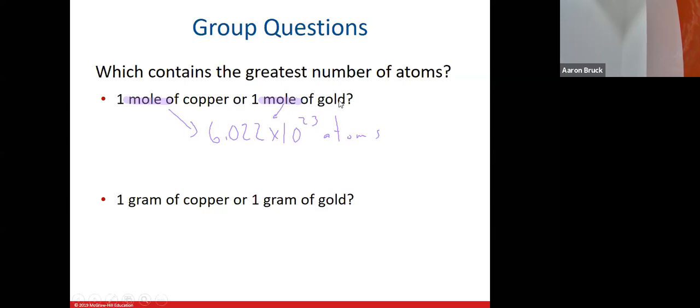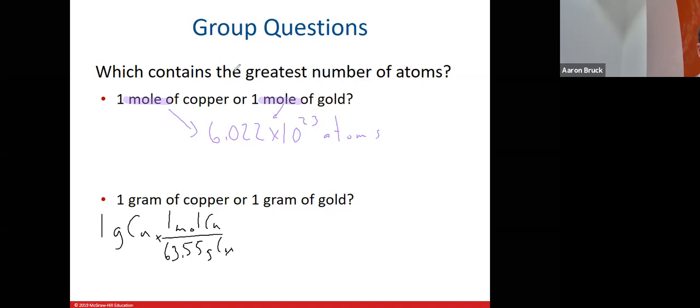So I've got my one gram of copper. According to my periodic table, there are 63.55 grams of copper in every mole of copper. And so 1 divided by 63.55 would give me 0.016 moles of copper.